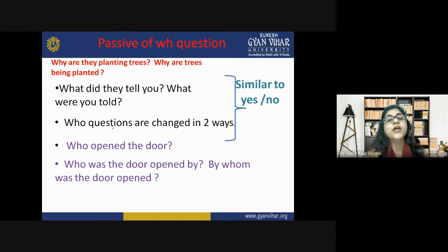Now passive of WH questions. Why are they planting trees? Why are trees being planted? What did they tell you? What were you told? Who questions are changed in two ways, similar to yes or no. In the same way, who opened the door? Who was the door opened by? Or it may be, by whom was the door opened? So this is how a WH question is also changed from active to passive voice.